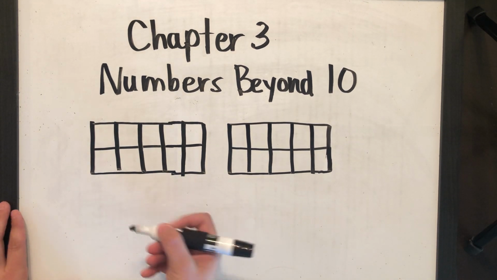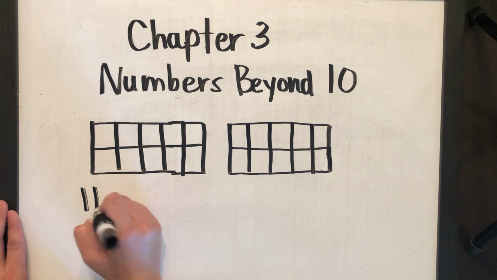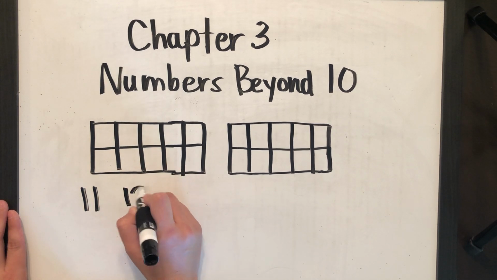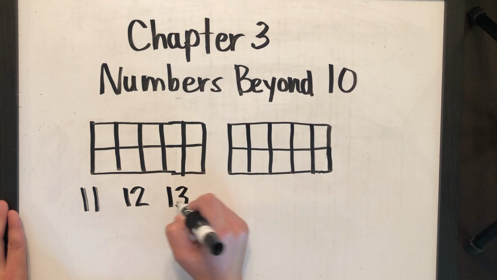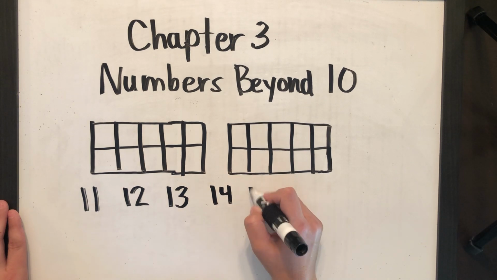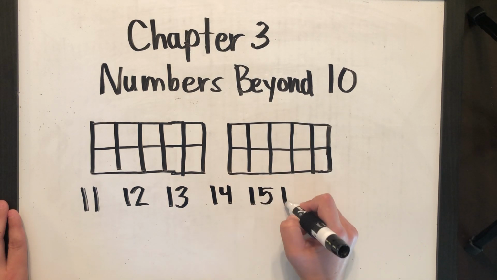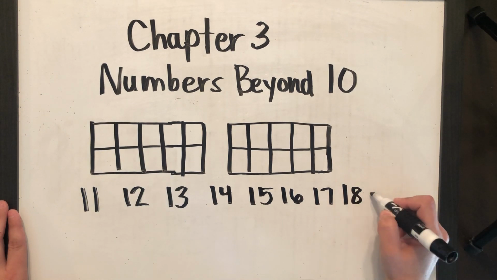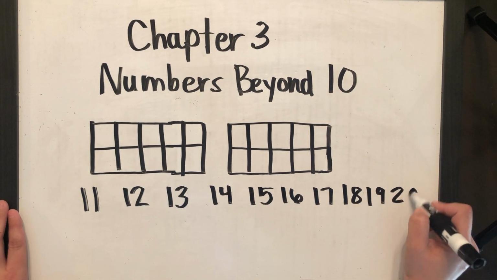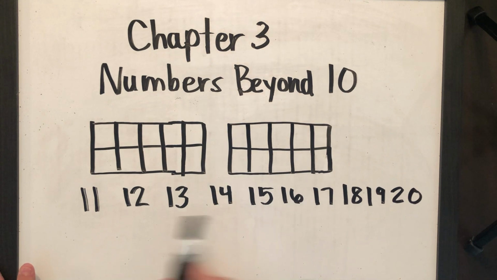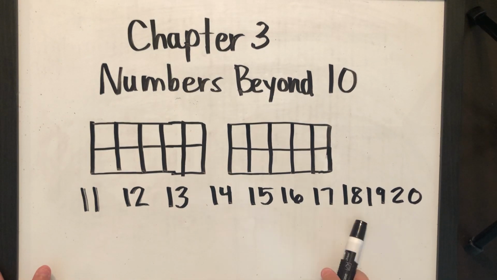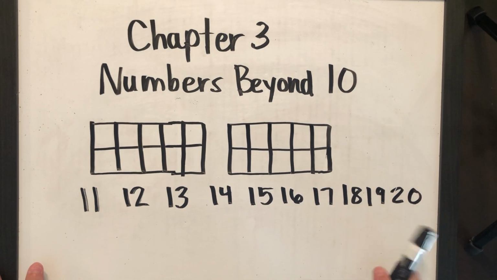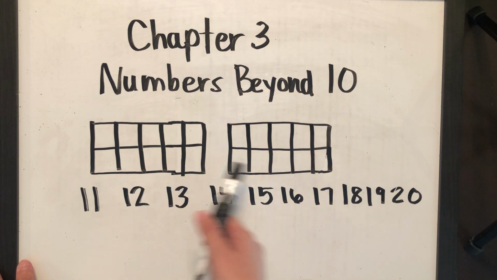So let me quickly write all of our teen numbers. We have 11, 12, 13, 14, 15, 16, 17, 18, 19, and 20. Fit them on there. Okay, so all of our teen numbers start with the 1, and then we get to 20 at the end over here. So let's take a look at our 10 frames.